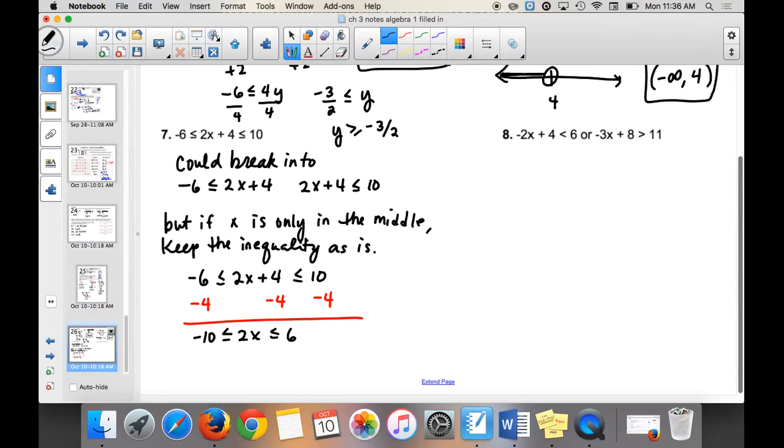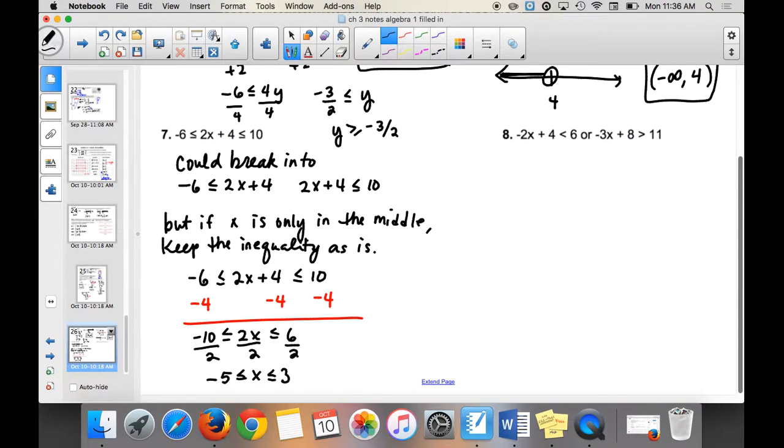Not subtract 2. What's the sign between? It's multiplication, so we divide by 2, right? So divide by 2, divide by 2, divide by 2. So we have negative 5 is less than or equal to x, which is less than or equal to 3. Oh, 3. Thank you. Oh, Maya gets a bonus point.